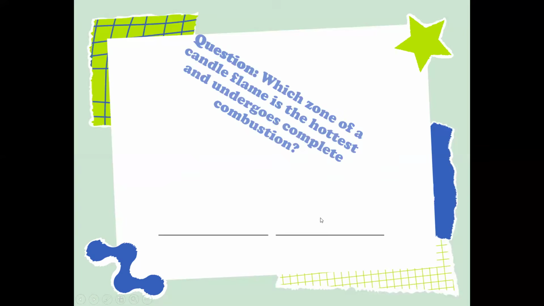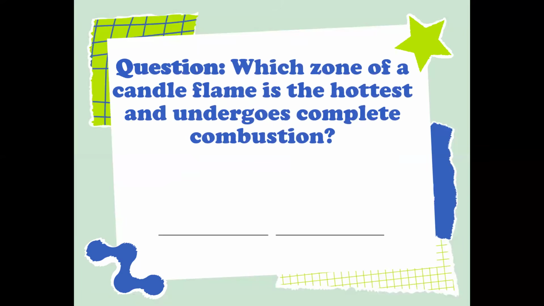Now the next question. Which zone of a candle flame is the hottest and undergoes complete combustion? कैंडल्स जब जलती तो उसके कई सारे जोन होते हैं, आप लोगों ने पढ़ा होगा इन द साइंस. तो उसमें का कौन सा जोन जो होता है वो सबसे हॉटेस्ट होता है. The hottest one is the outer. Outer zone is the hottest zone when a candle is burning.